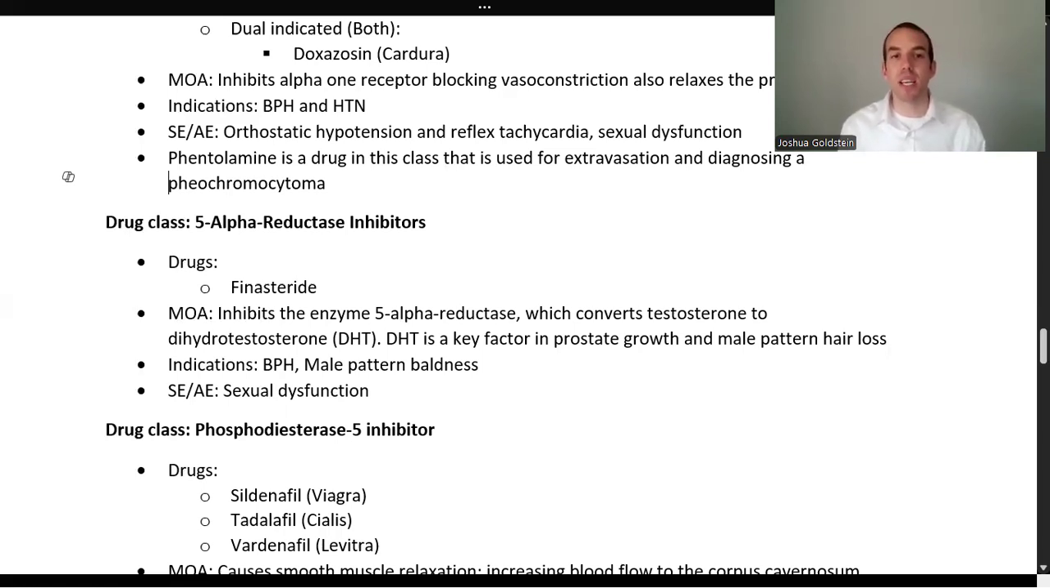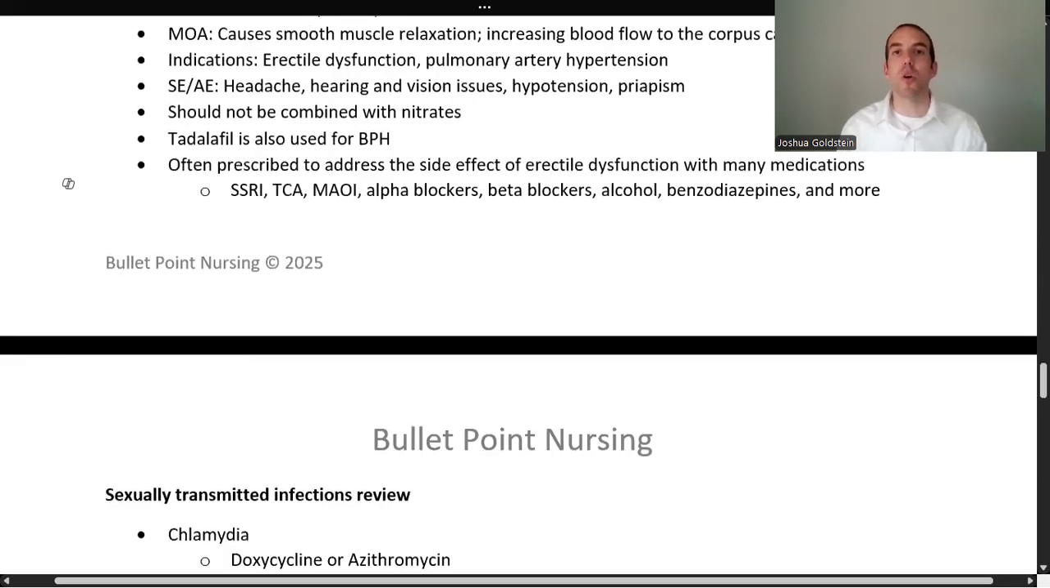Speaking of ED, that's our next disease on here, our next drug class, the PDE5 inhibitors, phosphodiesterase 5 inhibitors. And these are very famously Viagra, Cialis, Levitra, sildenafil, tadalafil, and vardenafil. These work by causing smooth muscle relaxation, which increases blood flow to the corpus cavernosum so that the male is able to get an erection.